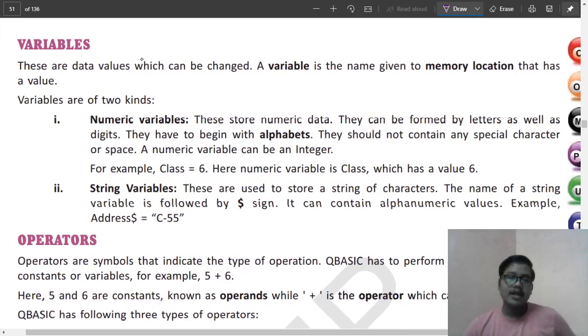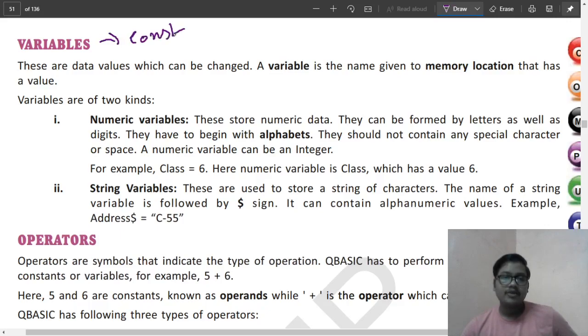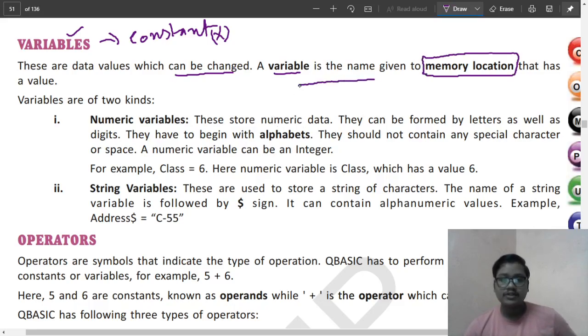Now the variable. A variable is just the opposite of a constant. Why? Because a constant has a fixed value that can't be changed, but a variable is a value that can be changed. A variable is the name of a given memory location. So in your computer there is memory. Suppose this is your RAM, random access memory.